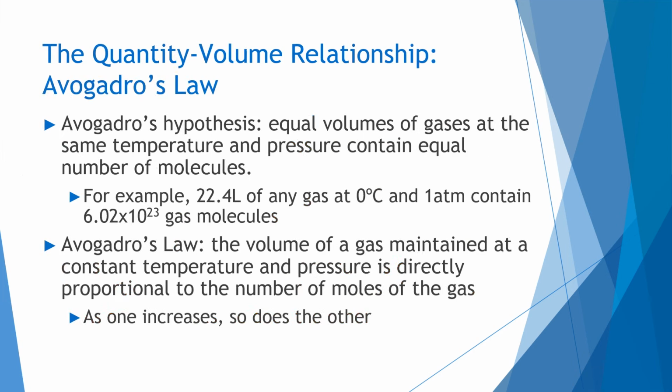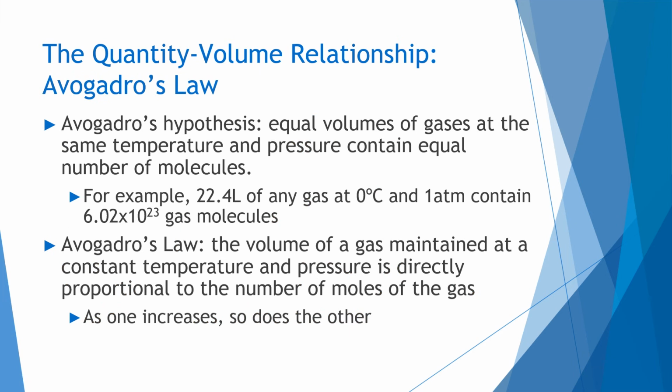The last one that we're going to look at is a quantity-volume relationship called Avogadro's law. Now, before we get to Avogadro's law, we're going to talk about Avogadro's hypothesis. And this states that equal volumes of gases at the same temperature and pressure contain equal number of molecules. And all that means is if you had 22.4 liters of any gas at, let's say, 0 degrees Celsius and 1 atm, it's always going to contain 6.02 times 10 to the 23rd gas molecules. And again, that should sound familiar because that was the number that we learned as being Avogadro's number.